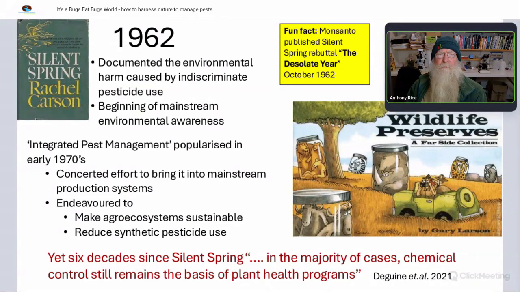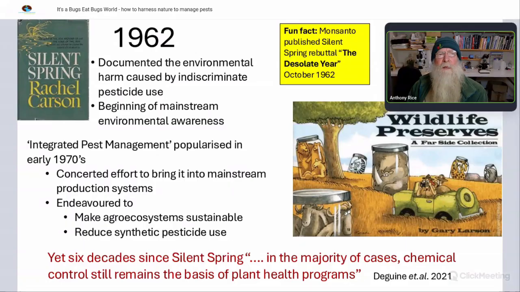It sort of heralded the beginning of mainstream environmental awareness, and at the same time, the American chemical giant Monsanto published what was essentially a rebuttal of Silent Spring. It was called The Desolate Year, and it came out in the same year, 1962. And it essentially told the story of a town that didn't have pesticides and how they lost all of their crops and ended up dying of starvation. It was a little bit clumsy, I suppose, but it actually made a really good point.